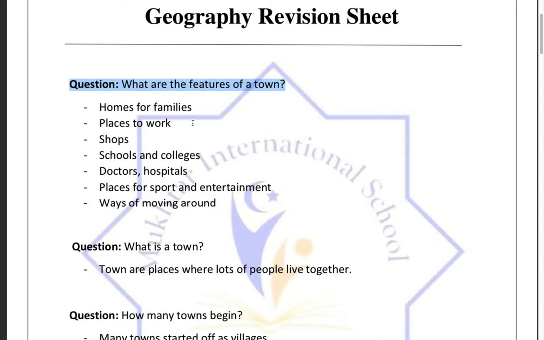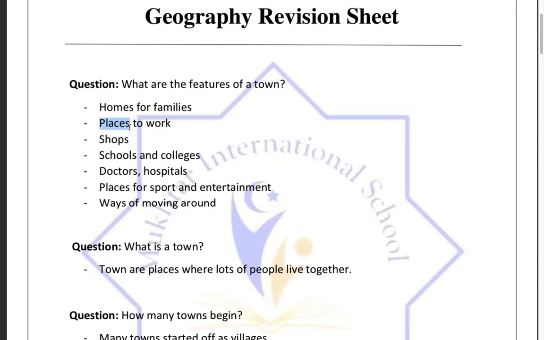Second, we have places to work here. Of course, these families wouldn't be living in emptiness, right? They will live there, but they will need places to work, right? They will have homes to live in, but that's not the whole case. They need to work, and they need places to work, right?